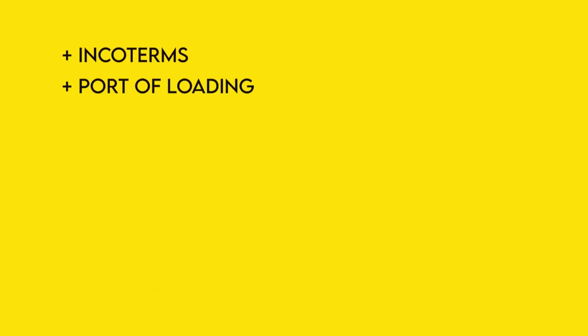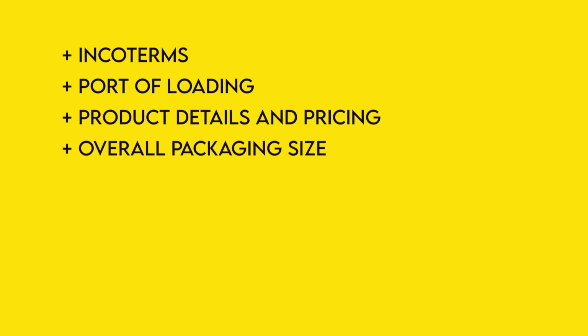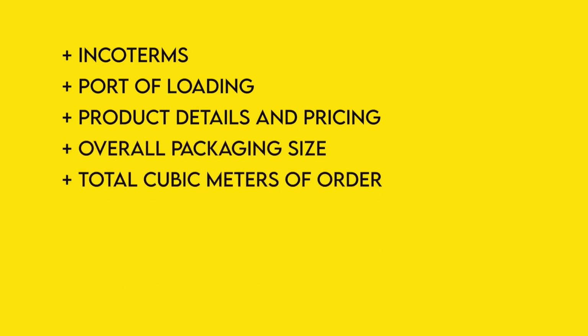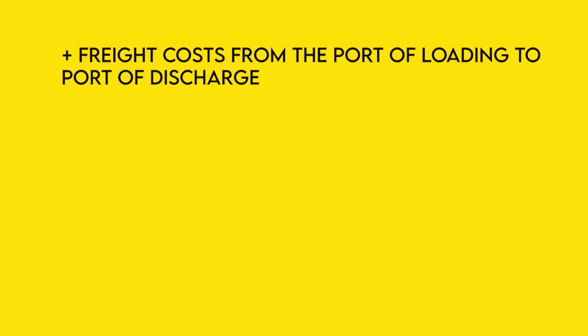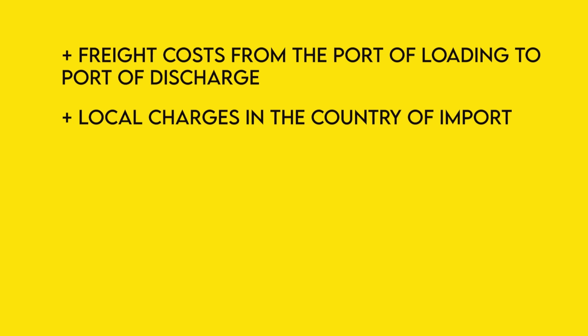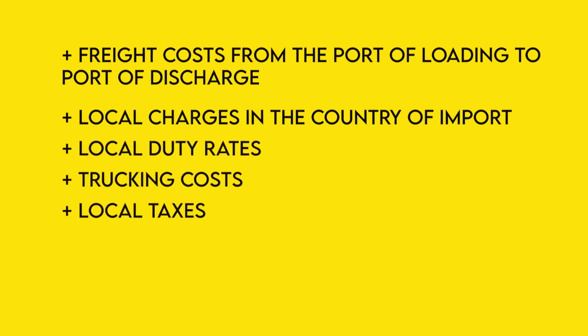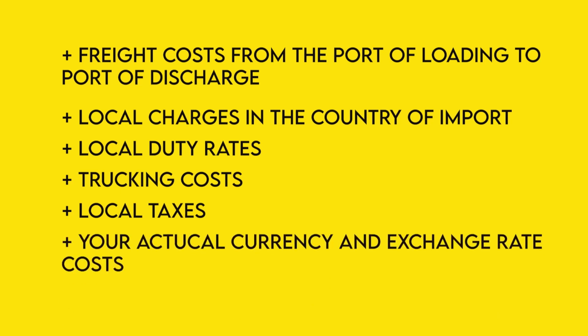To work out your landed cost, you will need this information: an accurate quote from your Chinese supplier that includes Incoterms, port of loading, product details and pricing, overall packaging size, total cubic meters of order, the currency of quote and shipment type; an up-to-date quote from your freight forwarder and customs clearance agent that includes freight costs from the port of loading to the port of discharge, local charges in the country of import, local duty rates, trucking costs and local taxes; and your actual currency and exchange rate costs, which are different from the trading price.